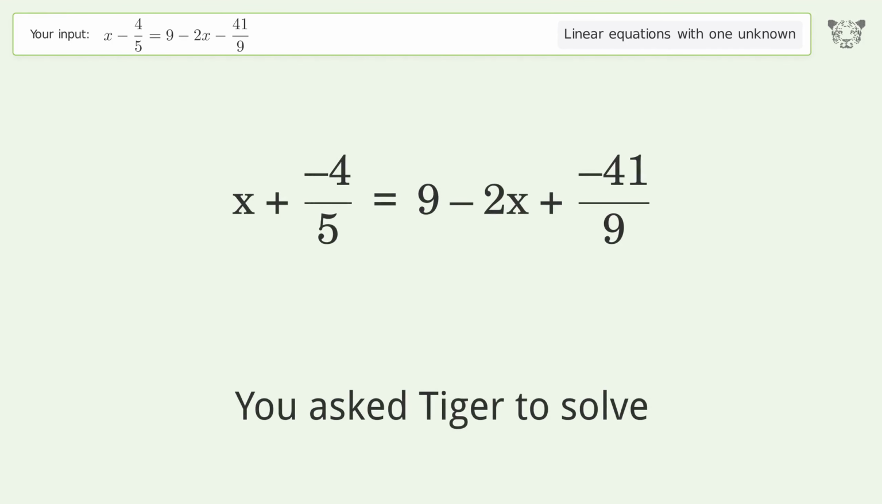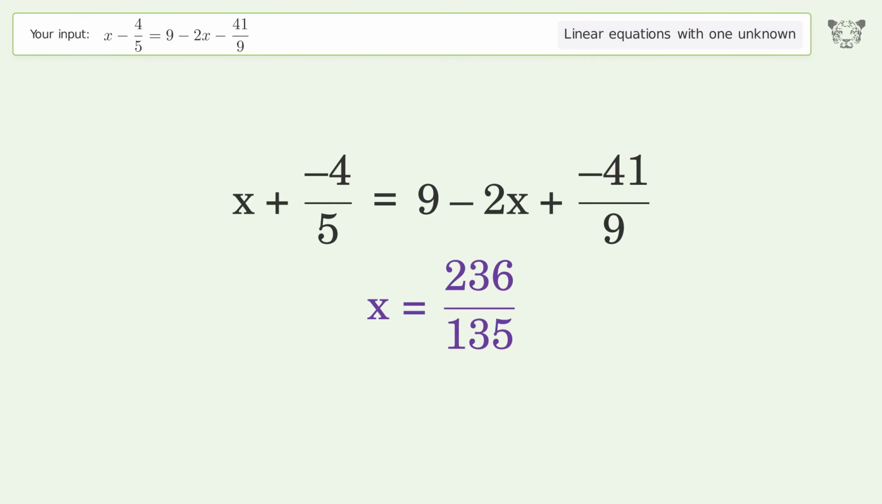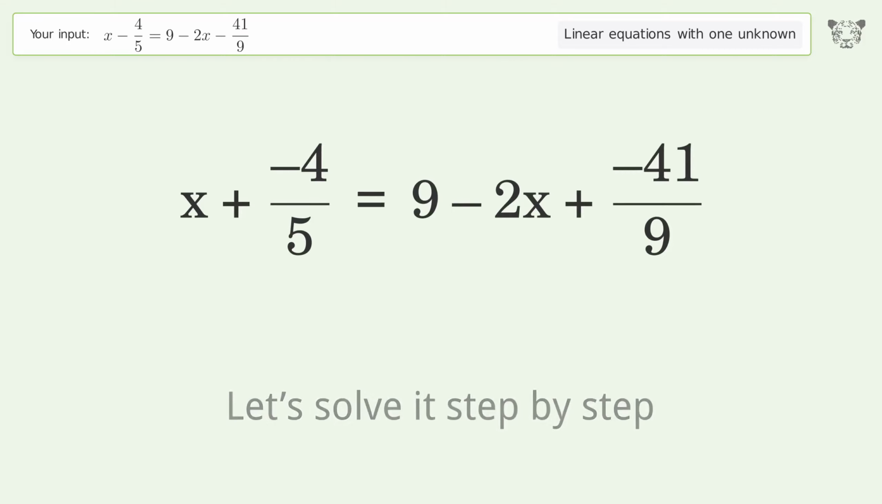You ask Tiger to solve. This deals with linear equations with one unknown. The final result is x equals 236 over 135. Let's solve it step by step.